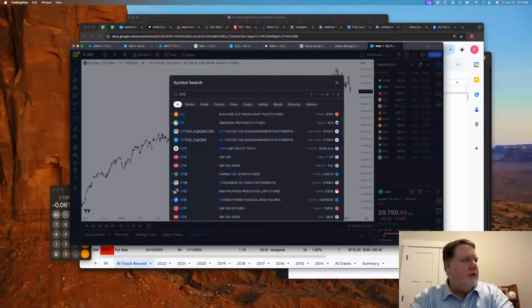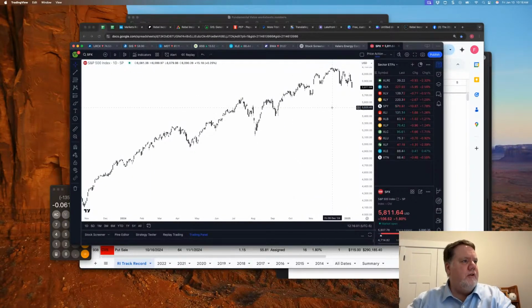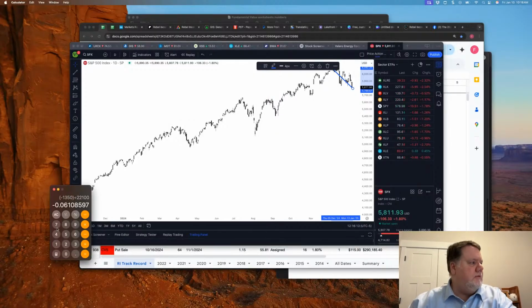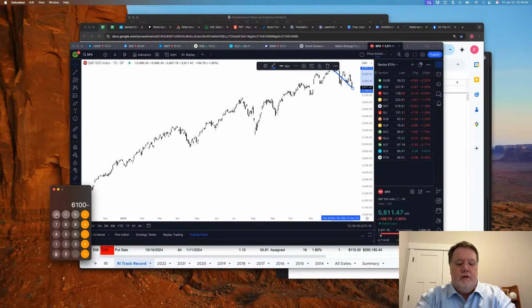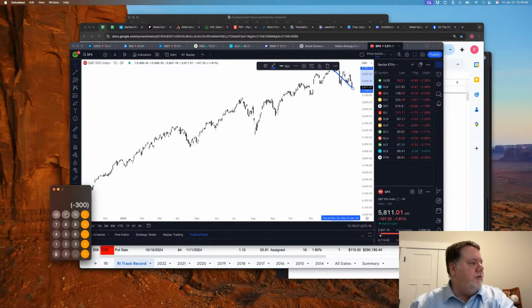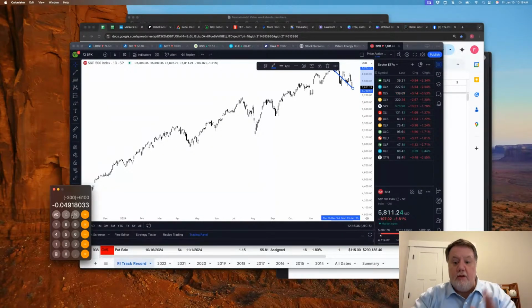All right. Well, let's go ahead and go back to the S&P 500. And we'll do the same thing. Go from this peak, which is about 6,100, down to about 5,800 roughly. 300 points, and we'll divide that by 61, and we're not quite 5%, 4.9%. So again, we're still really just in pullback territory here.